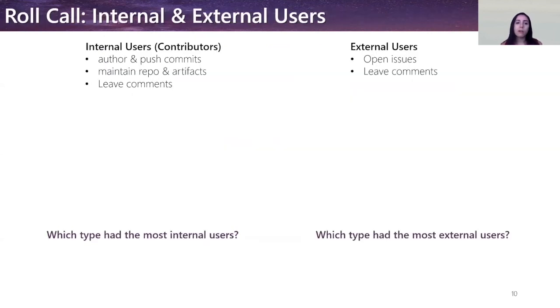We also looked at what types of users interact with these repositories. We defined two different types. There are internal users, which are the contributors. They're authoring and pushing commits, they're maintaining the repository and artifacts, for example, opening and closing issues, pull requests, leaving comments, code review. And then we have external users who just open issues and leave comments.